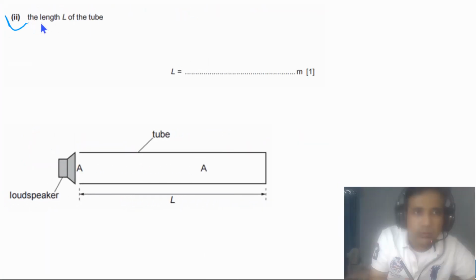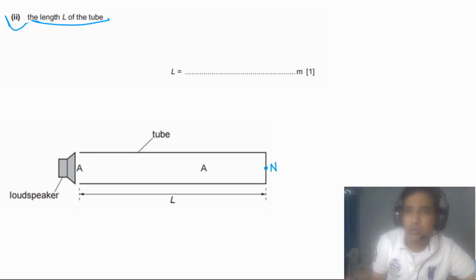For the second part, we need to determine the length capital L of the tube. For this question, it is given to us that we have an antinode at one end and also another antinode. So at the closed end there must be one node, and halfway between these two antinodes there must be another node. So at this point there will be another node, so we can also label this one as a node.